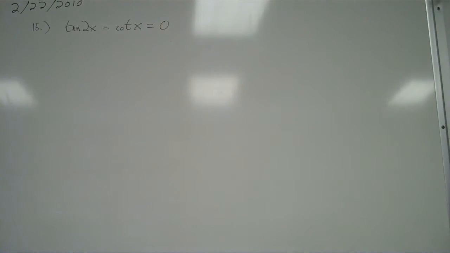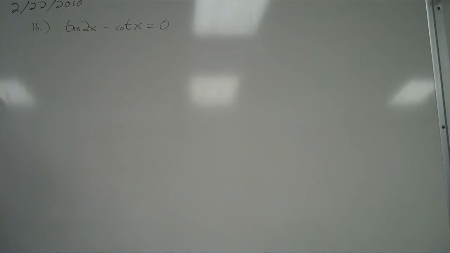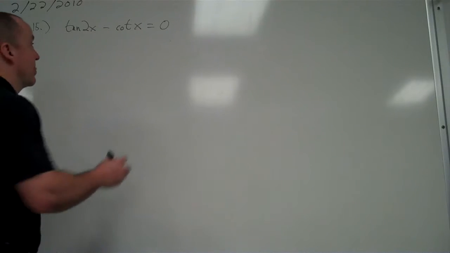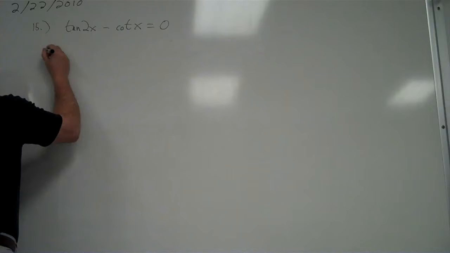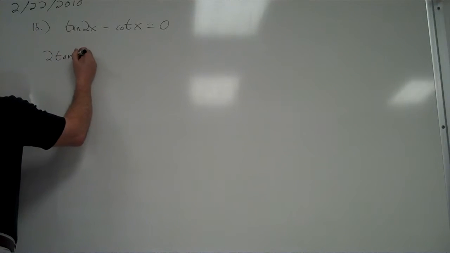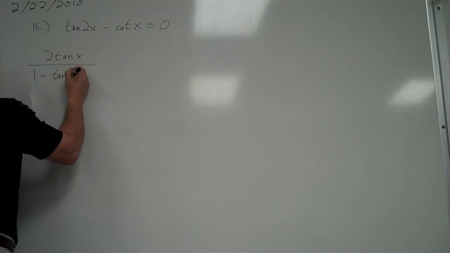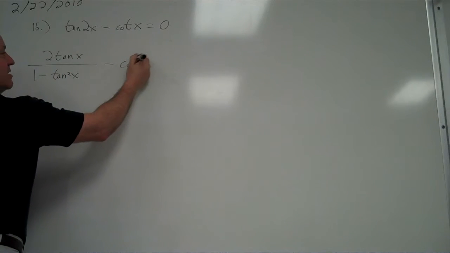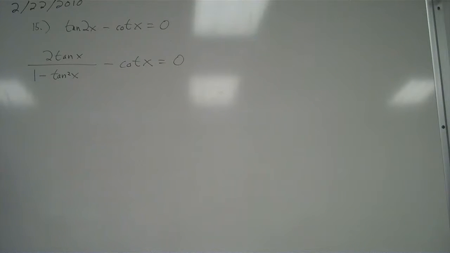Cotangent x equals 0. Okay, this one's going to be a bit of a pain, actually. And what was the tangent 2x formula from your mighty cheat sheet? 2 tangent u over 1 minus tangent squared u. And the u is going to become x's here, right? Mm-hmm. So 2 tangent x over 1 minus tangent squared x minus cotangent x equals 0.